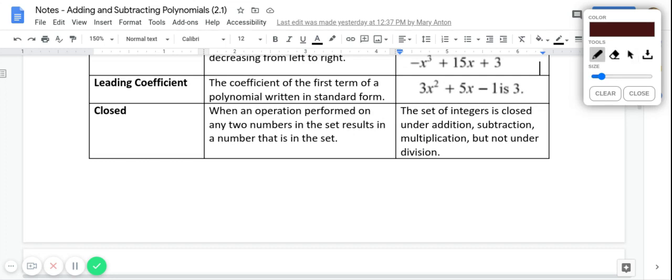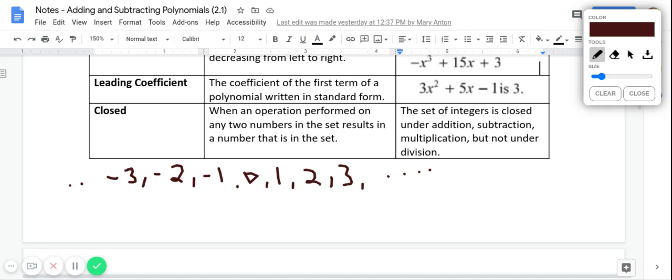So we say that a set of numbers is closed when an operation performed on any two numbers in the set results in a number that is also in that set. So we're going to talk about integers. You know, integers like -3, -2, -1, 0, 1, 2, 3. You get what I'm going at here?